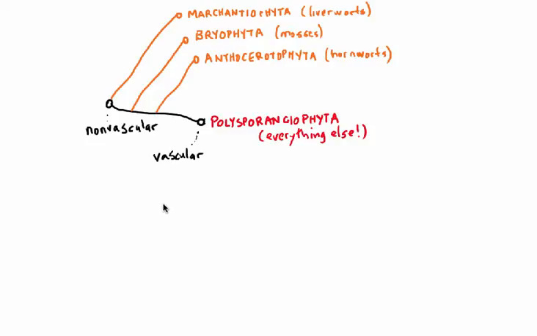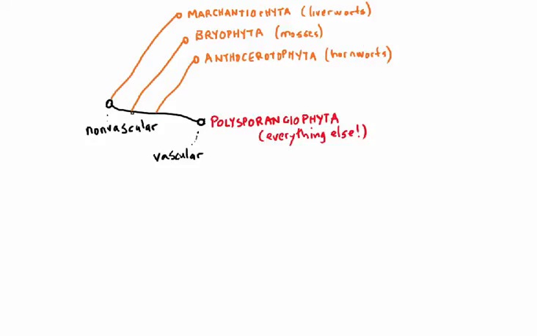Here's another question for you. Look at this tree and tell me, is a moss more closely related to a liverwort, or is a moss more closely related to a pine tree, which is in the polysporangiophyta? Now, if you said the moss was more closely related to the liverwort, you're probably just looking at their positions relative to each other on the tree the way I drew it.